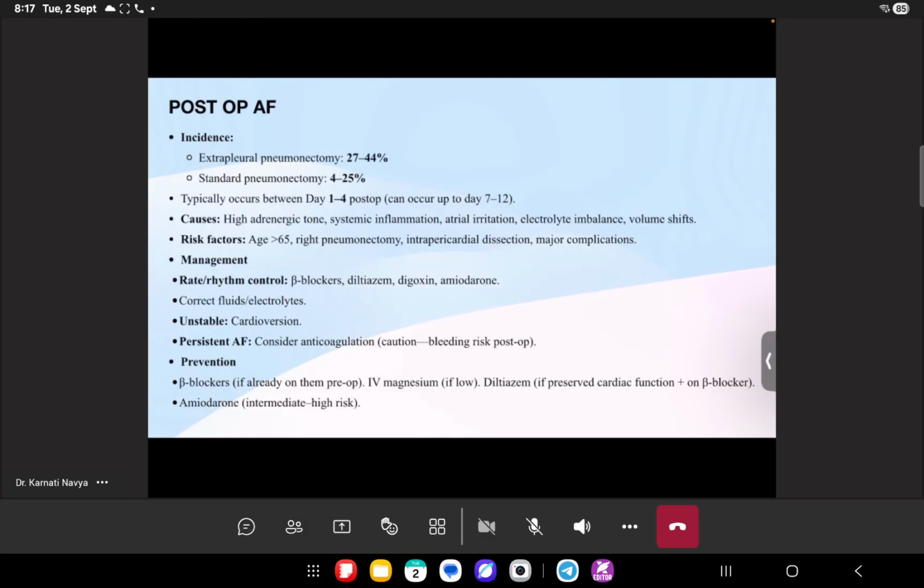For persistent atrial fibrillation, consider anticoagulation in the postoperative period with caution of bleeding risk. Prevention is by beta blockers in the preoperative period, IV magnesium if low, and diltiazem if cardiac function is preserved, plus a beta blocker. Amiodarone has an intermediate to high risk when used in the preoperative period.